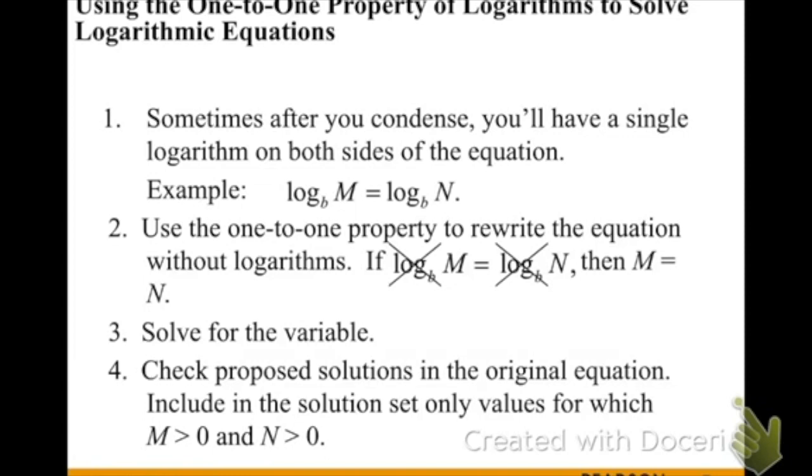If those logs are the same base, then you can use this property of equality, or one-to-one property, to rewrite it without the logarithms. You simply set the log values equal to each other: m equals n. Then you'll solve for the variable. One thing to remember is that the log value will always need to be positive, so you need to check answers to your log equations by plugging them back into the original equation to make sure that your log values are positive. If they are negative, then that is not possible, and whatever you're checking is not a solution.